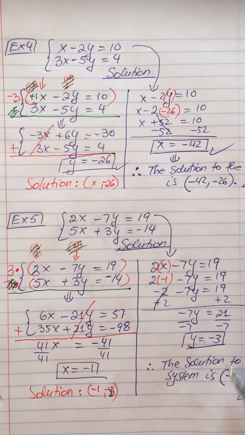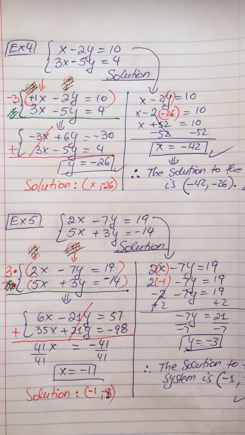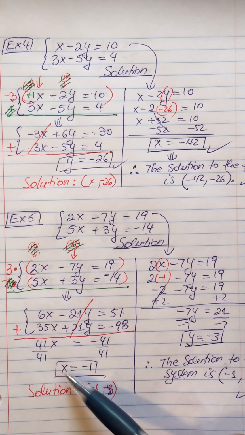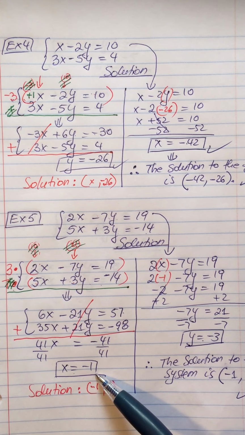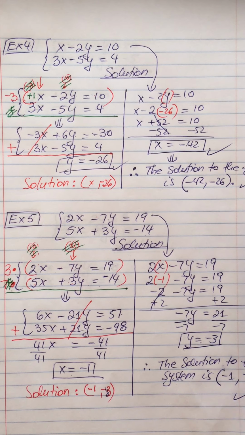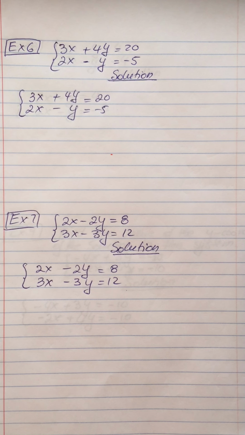So in all these examples, we saw that these systems have only one solution. Keep in mind, if you are able to find the value of one of the variables, you immediately understand that the system has only one solution. Let's look at another example.